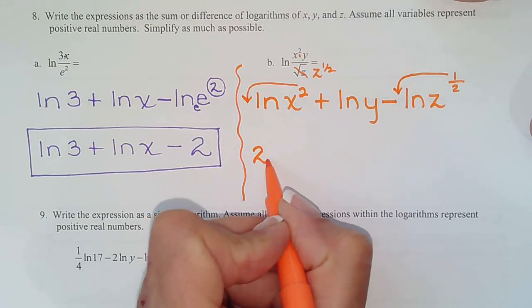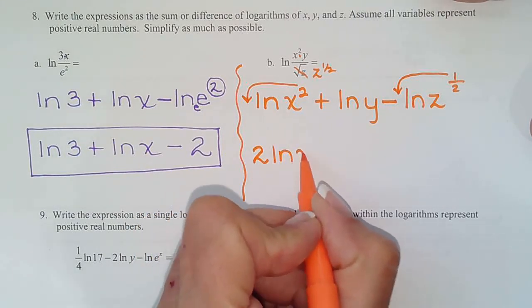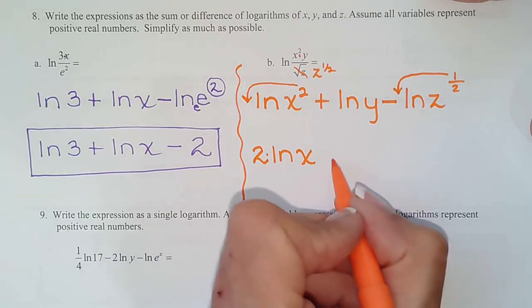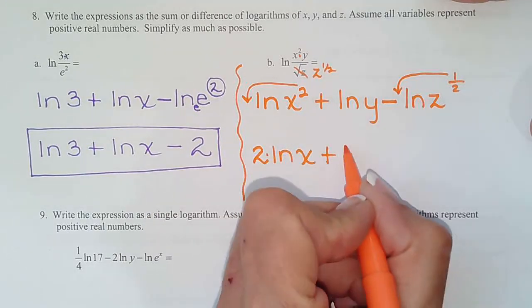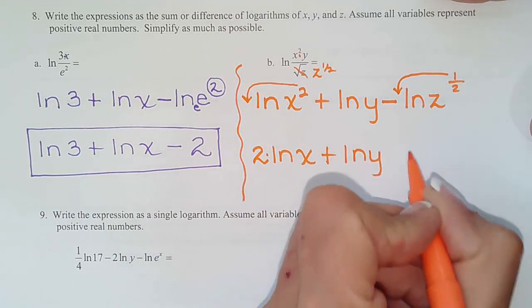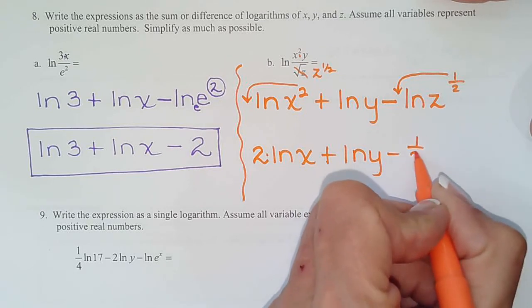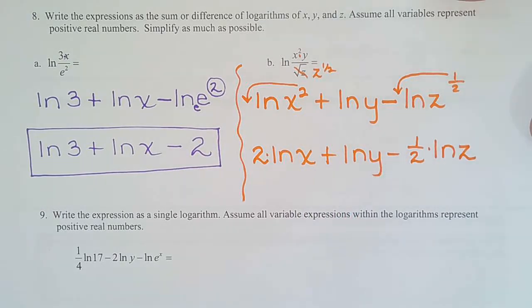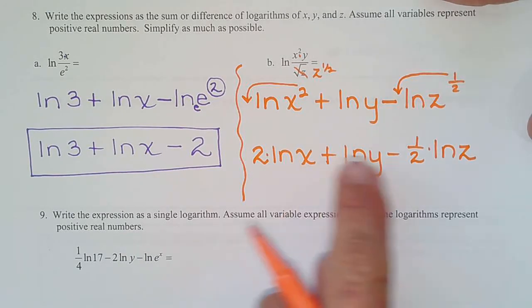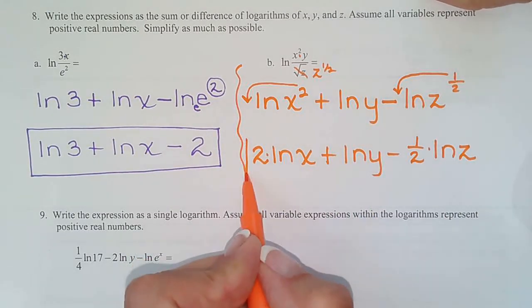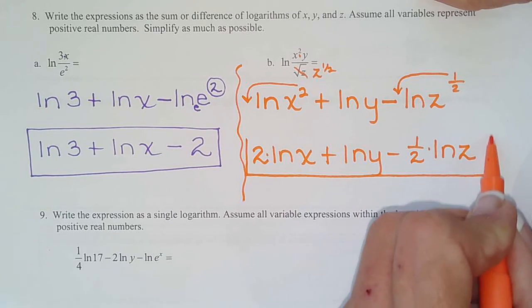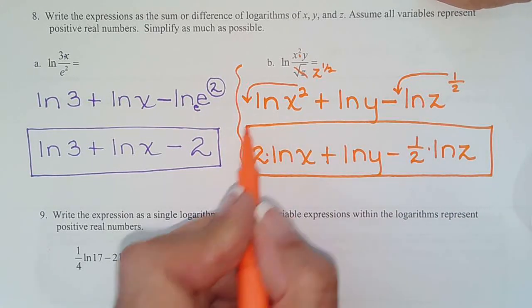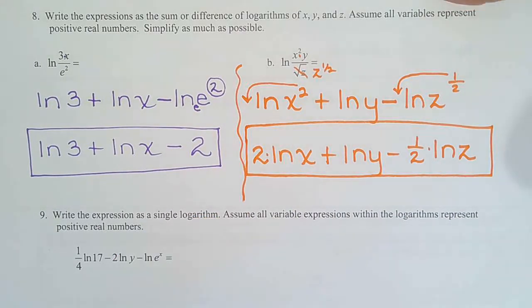So 2 times the natural log of x plus that one, there's nothing to do, so just natural log of y minus 1/2 times the natural log of z. Now I'm done. So these all have variables. That's how I know they can't be simplified. There we have it.